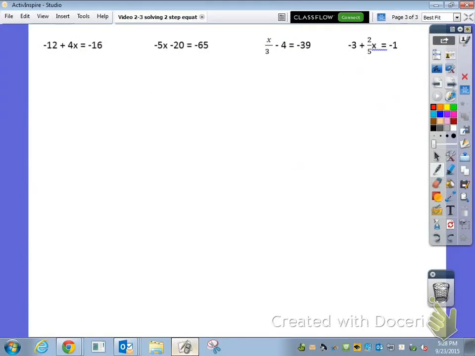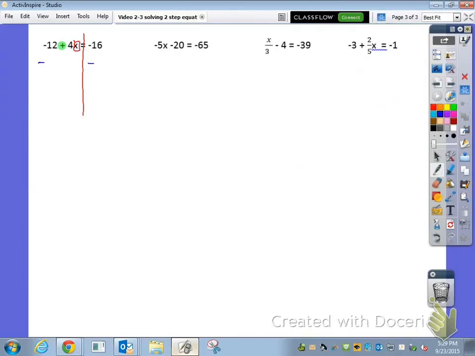Same steps. Draw your line, box your variable. Okay, which one do I get rid of first? I always get rid of, that's right, addition. So you get rid of the addition. Now, the opposite of adding is to subtract. So I'm going to put subtraction down. Now, what am I subtracting?